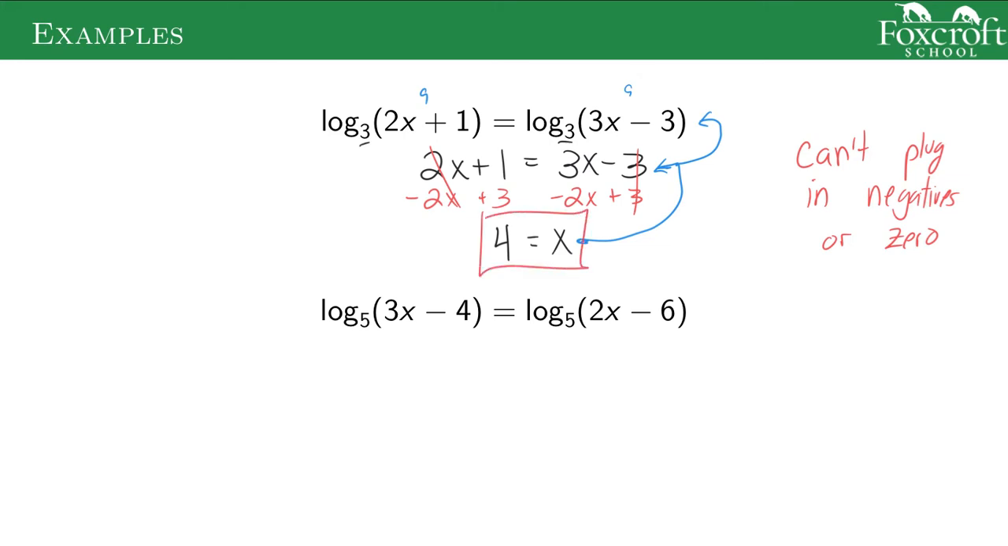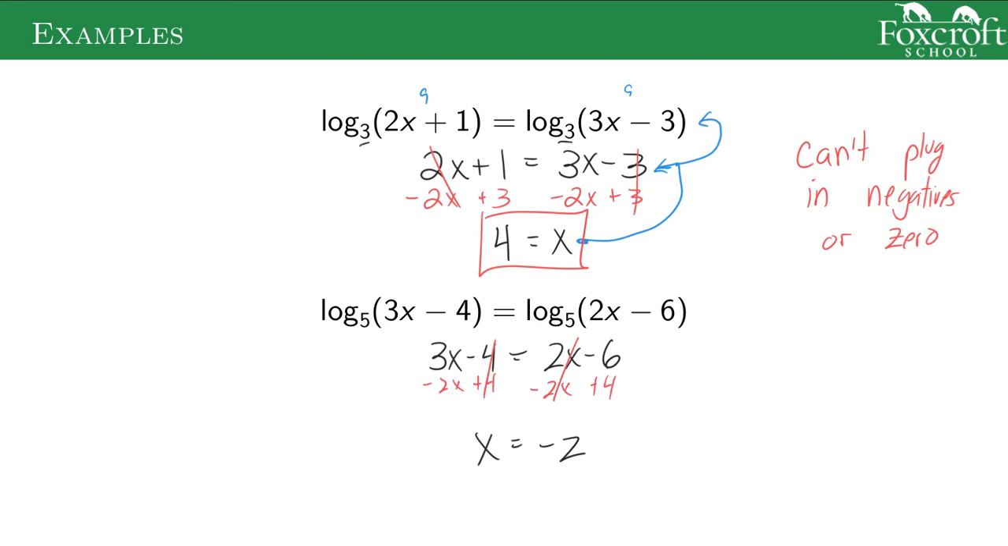All right, let's look at the next problem. Again, logs with the same base, 3x minus 4 equals 2x minus 6. Again, I want to get the x's to one side, so I'm going to subtract 2x from both sides, put the x's to the left. I'm going to add 4 to both sides to get the numbers on the right. And I get that x equals negative 2.